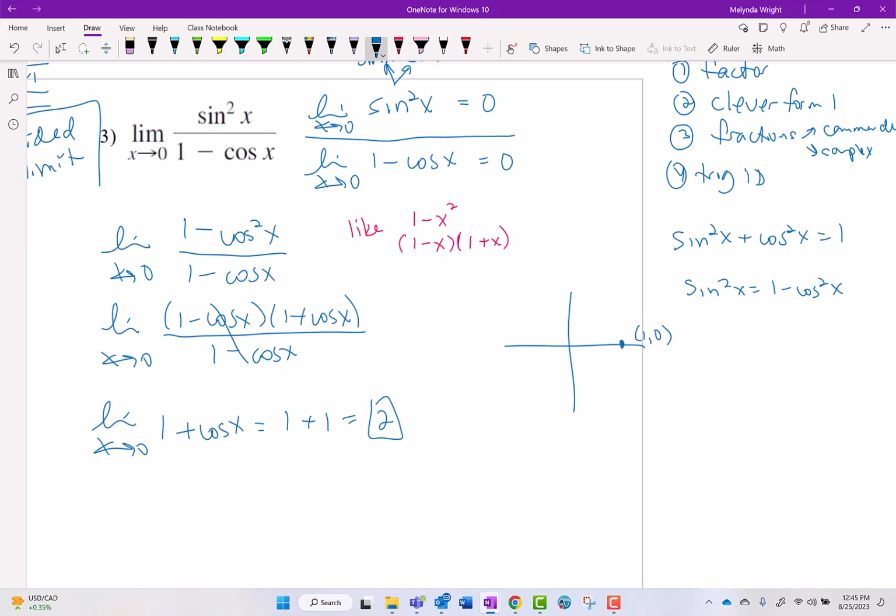For our test, are we going to have formula sheets for the outcomes? No, they need to be in your head. Yeah, they need to be in your head. So here's why.